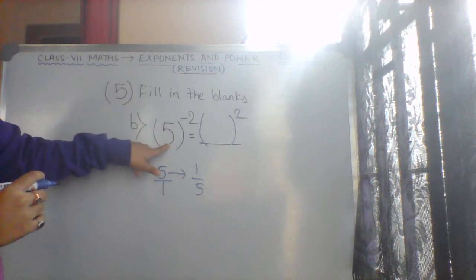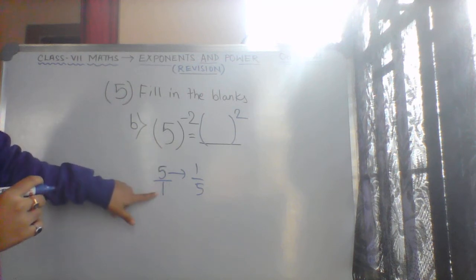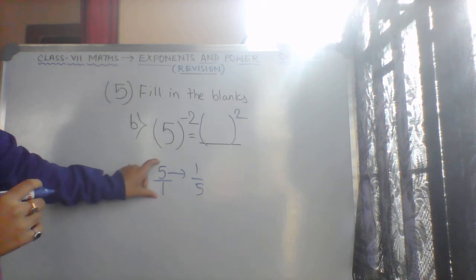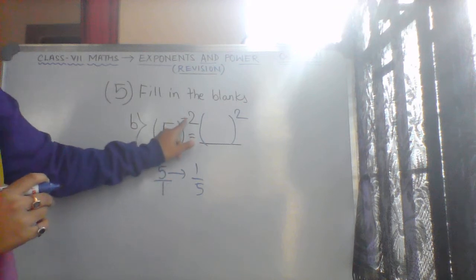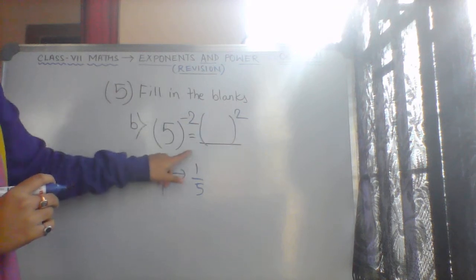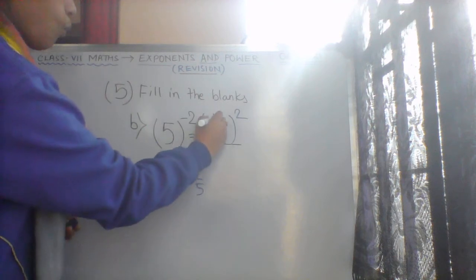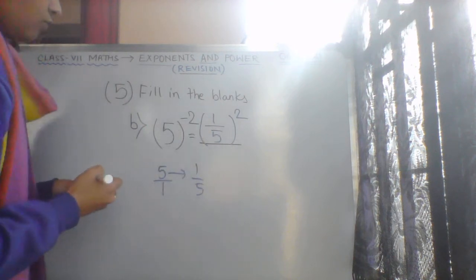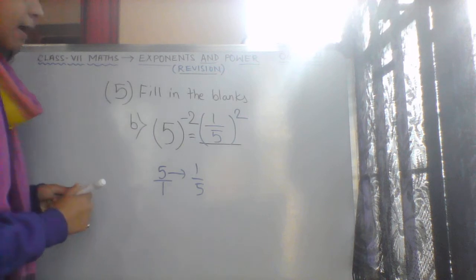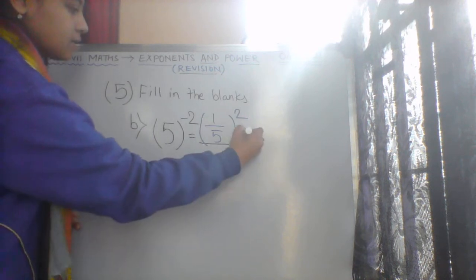5 is there, so what is the denominator? 1. So it is in the form of 5 by 1. If I change the sign over here, it will get reciprocal. Now it is 5 by 1, so here it will get 1 by 5. Okay, 1 by 5.